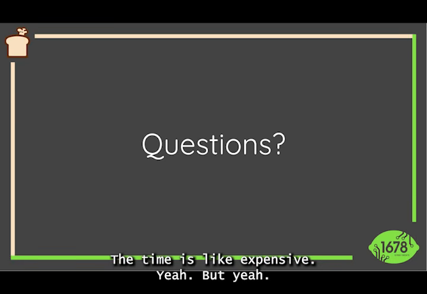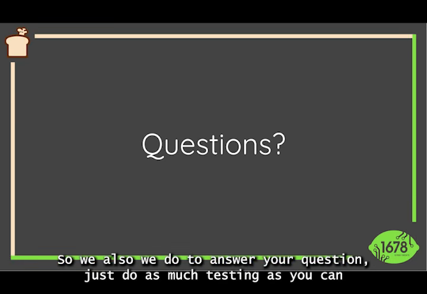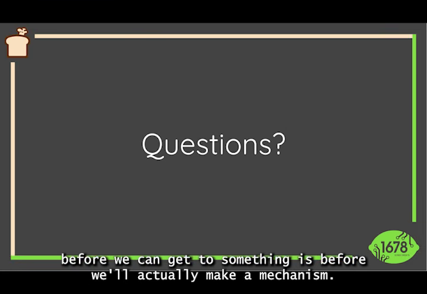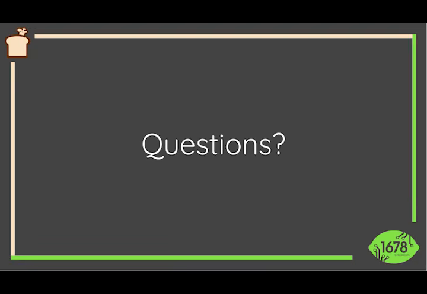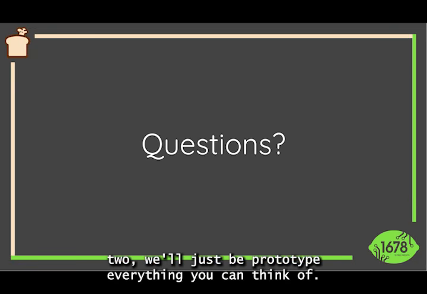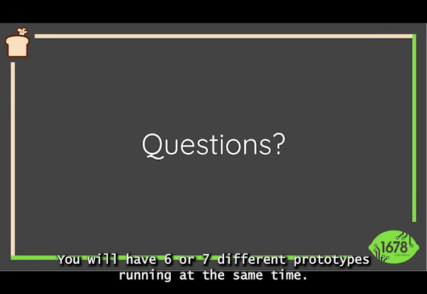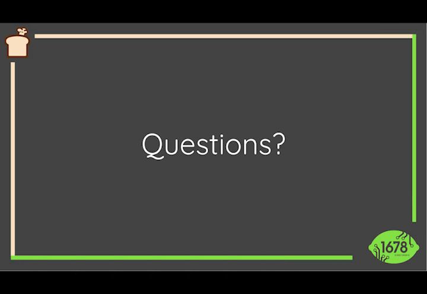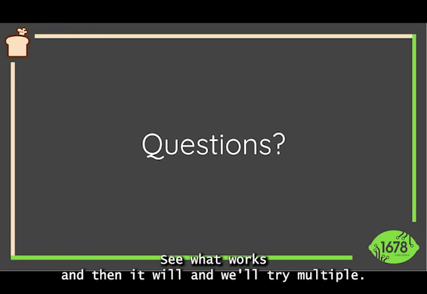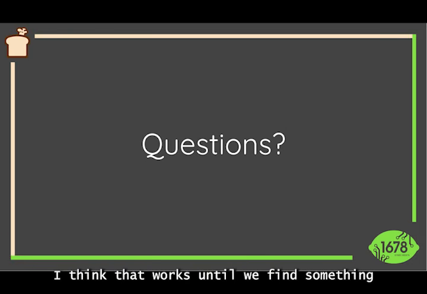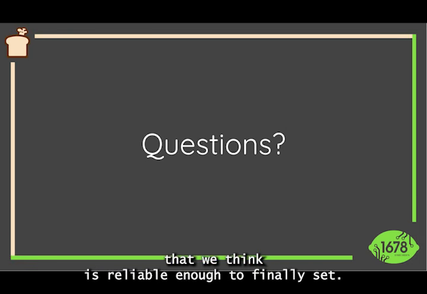Something else we do to answer your question: do as much testing as cheaply as you can before you commit to something. Before we actually make a mechanism, the first week or two will be prototyping everything you can think of. We'll section people off into different groups. We will have six or seven different prototypes running at the same time, seeing what works, and then we'll try multiple of a thing that works until we find something that we think is reliable enough to finally send.